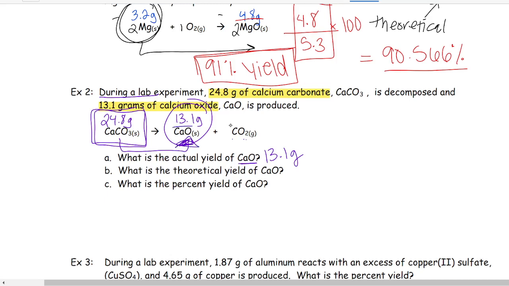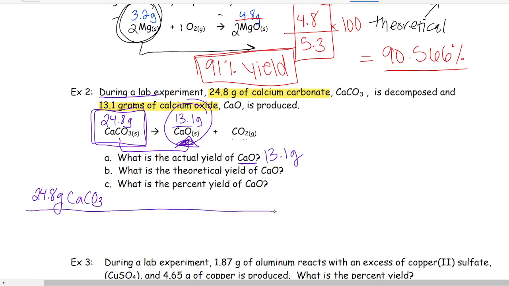So what actually happened is I made 13.1 grams, but that doesn't mean that is what I could have calculated. So I'm going to start with this as my given information. I'm going to plug in 24.8 grams of CaCO3.